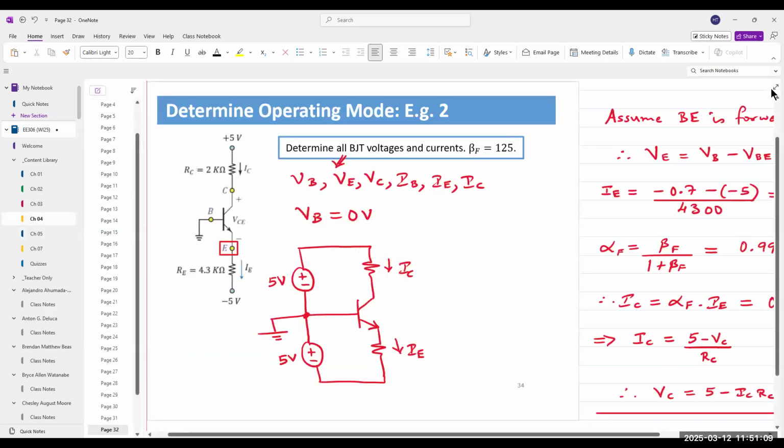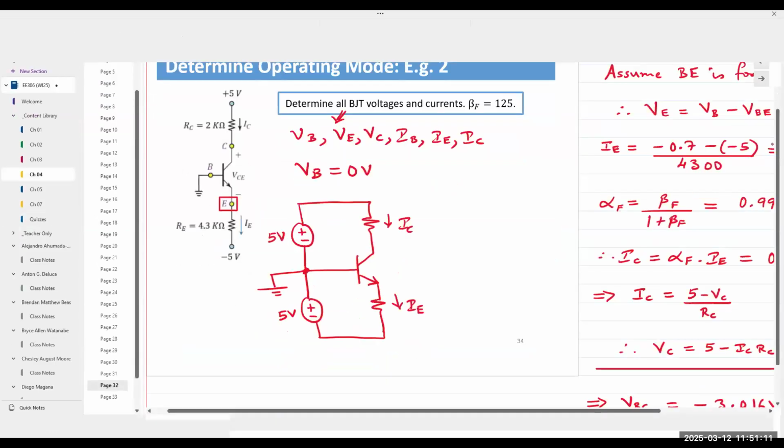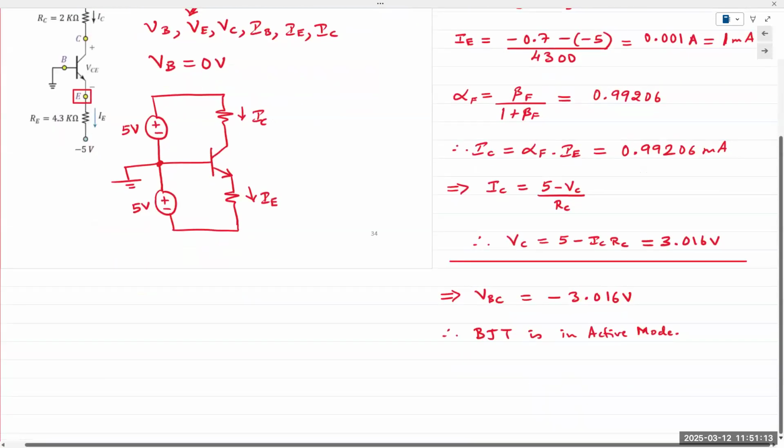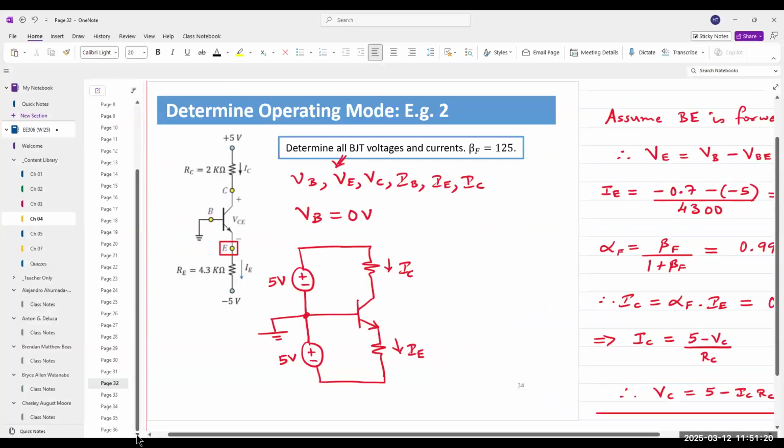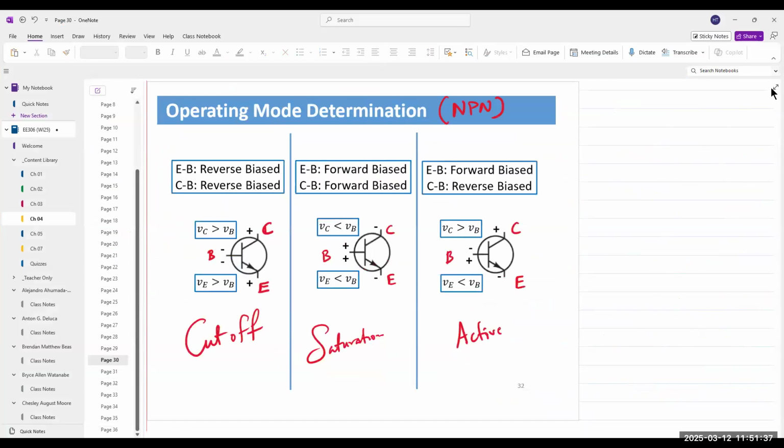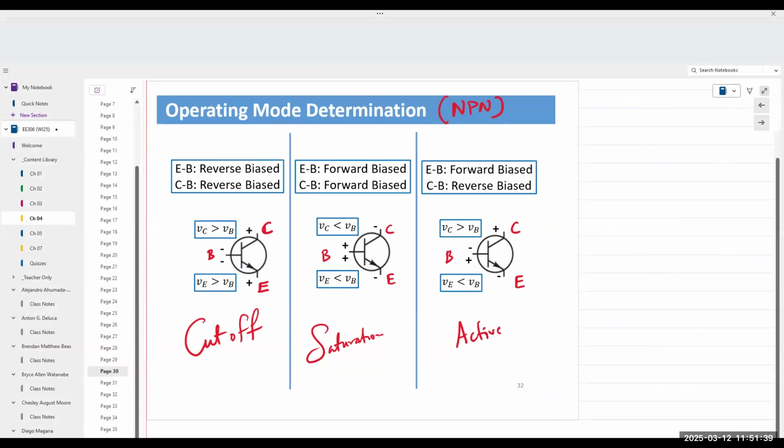For BJT, let me just review, and there's another example problem that I had wanted to do. Now that we have about 9 minutes left, all right, just as a recap, let me just summarize in the slide on operating mode determination, right here.